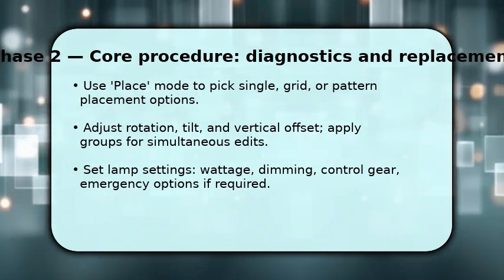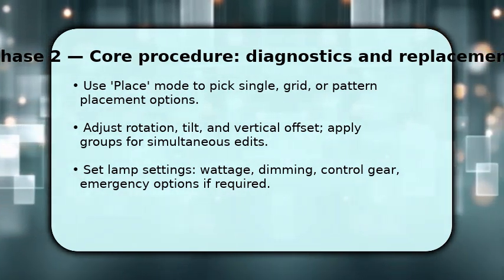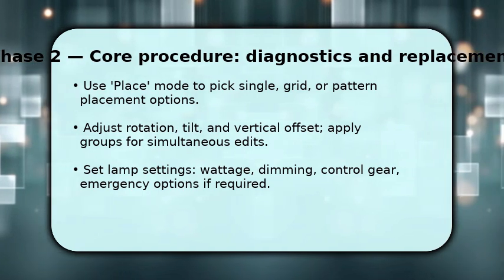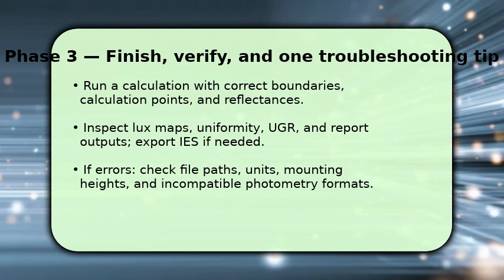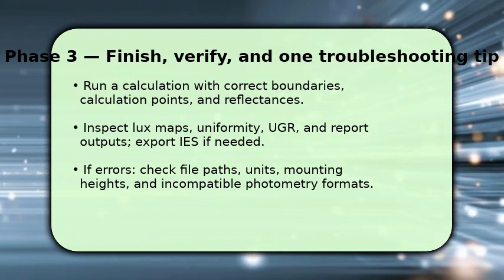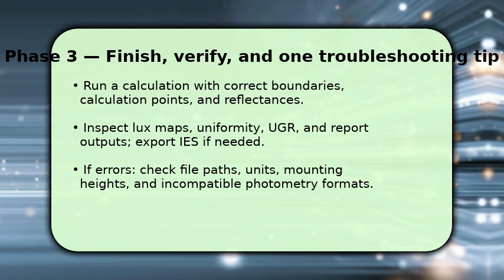You finish by running a calculation with appropriate boundaries and point grid density. This produces lux maps and reports like UGR and uniformity. Review results visually and in tables, then export plans, reports, or IES files for documentation.